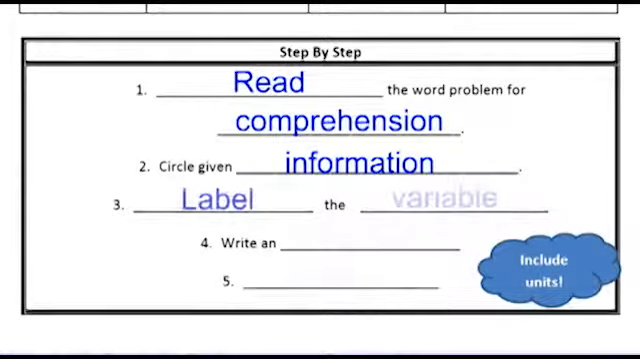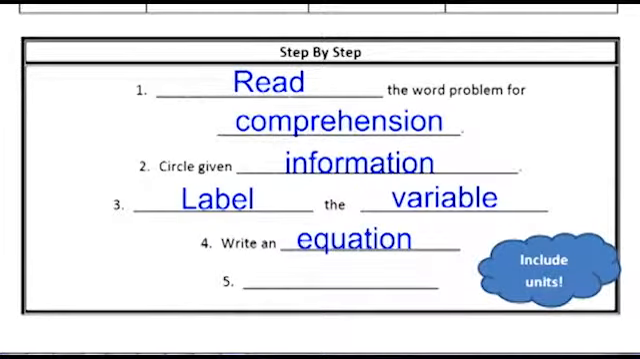Label the variable. You have to tell me in detail what the variable represents. Write an equation. Very, very important. Do not try to just break these apart step by step on your own. Write the equation. We know how to solve two-step equations. It's a lot easier to solve a two-step equation than to try to figure out, well, do I do this? Do I do that? An equation gives you a step-by-step guide of what to solve, which operations to use.